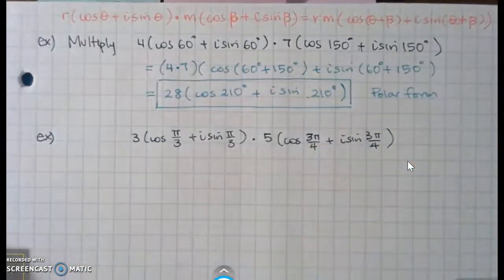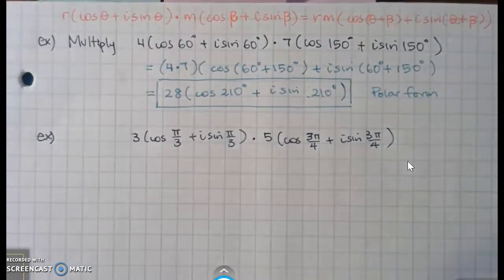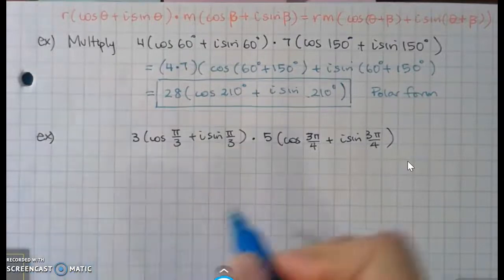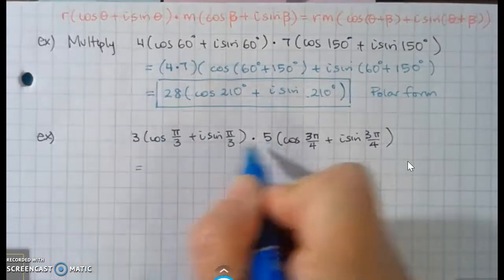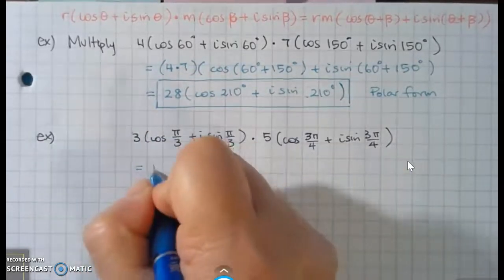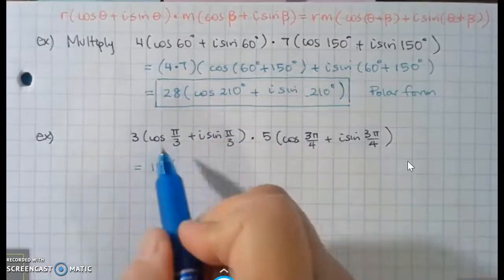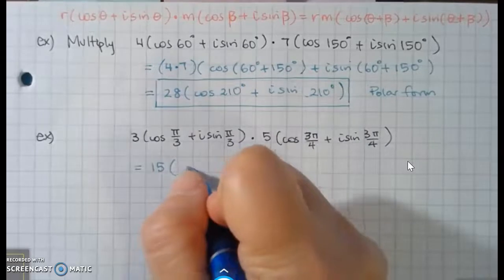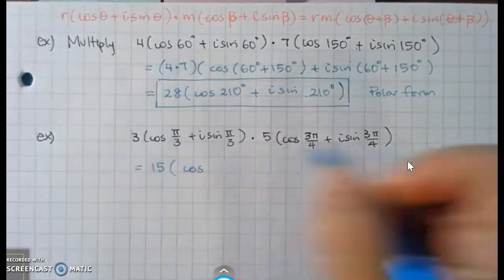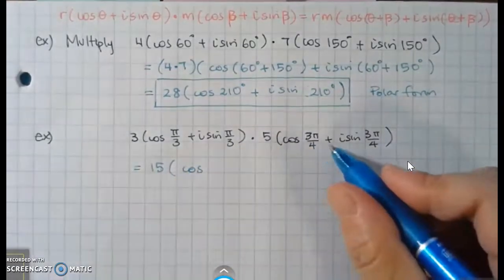Okay, please pause the video and try for yourself. Okay, so I am going to assume that you've had a chance to try this. So what do I do? With the radius, I just need to multiply those. 3 times 5 is 15. And with the angles, I need to add those two angles up. So it's going to be cosine of pi over 3 plus 3 pi over 4.